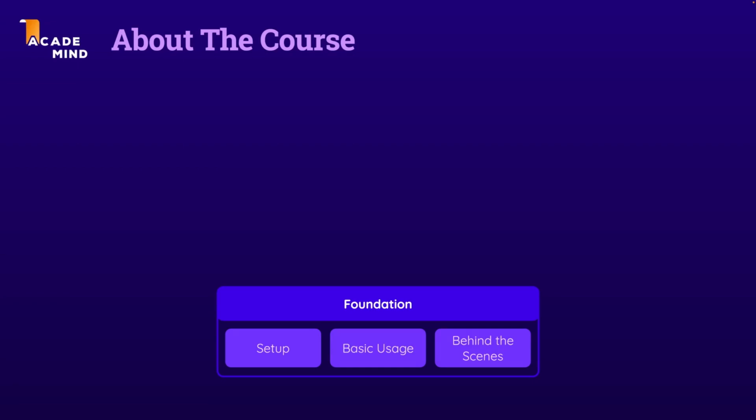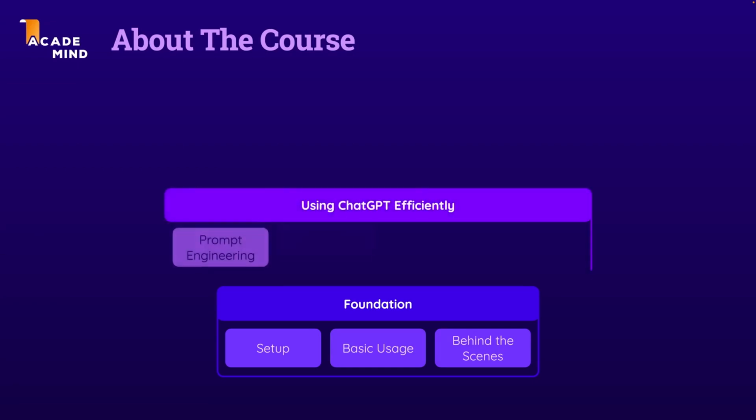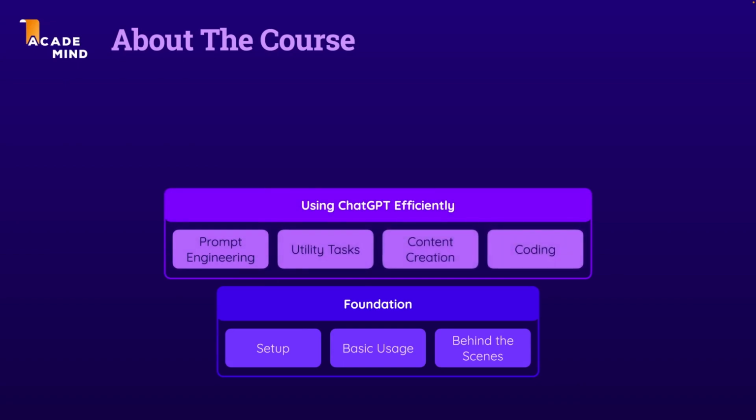Now, once you got that foundation, we'll dive deeper, and you will learn how to use ChatGPT efficiently. We'll dive into prompt engineering, which is all about giving you the tools to write highly efficient prompts, so that you can get exactly the results from ChatGPT that you need for your day-to-day work. And with those tools throughout the course, you will learn how to use ChatGPT for utility tasks like drafting emails, translating text, and so on.